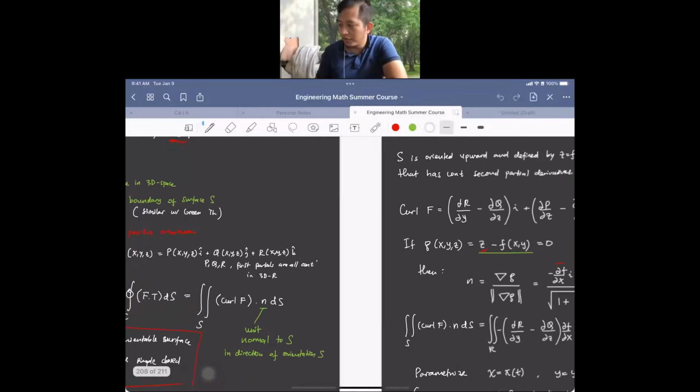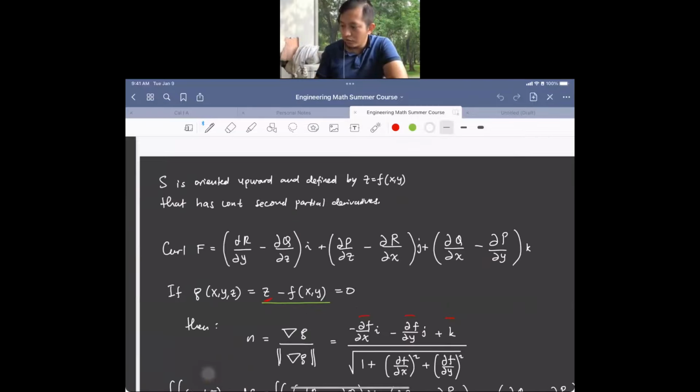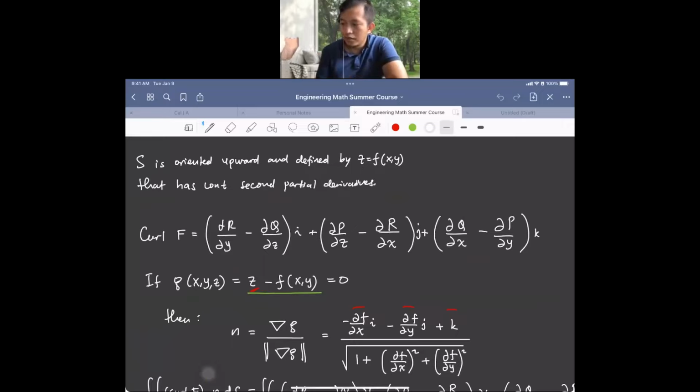Okay, so basically what we have here is we define the curl as usual, and we define the g. So this is, I think, one of the important aspects. We need to define g first. And we usually define it using a function of two variables for z, so z minus f of x y is equal to 0. So let's let this become our function.